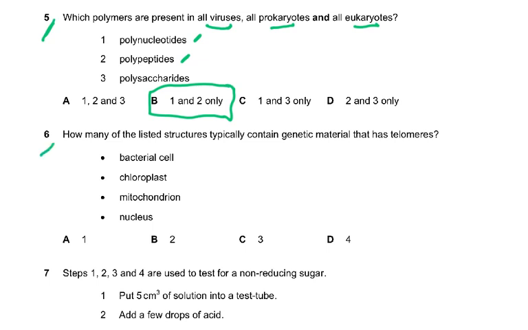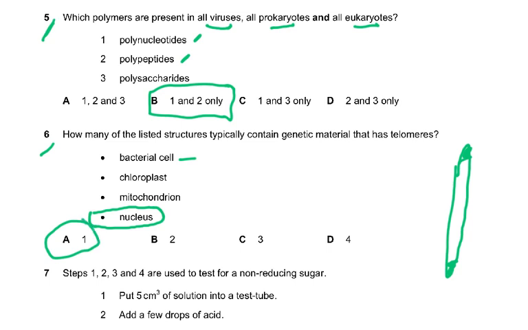Then question number 6, how many of the listed structures typically contain genetic material that has telomeres? Telomeres are only present when there's linear DNA, and these are the ends of the chromosome. So it has to be linear DNA, it has to be chromosomes in pairs. Bacteria has a circular DNA, chloroplast has circular DNA, mitochondria has circular DNA. So it's only one part. So that is why the answer is only one of these listed structures.